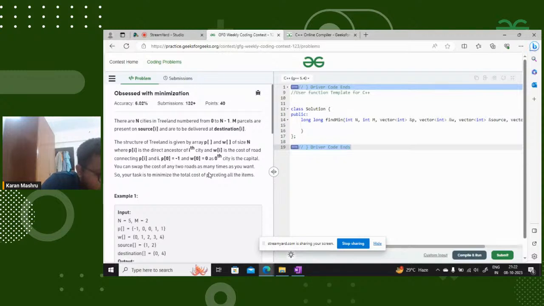So let's begin with the final question. What does this question say? There are n cities in Treeland numbered from 0 to n minus 1. M parcels are present on source I and are to be delivered at destination I.